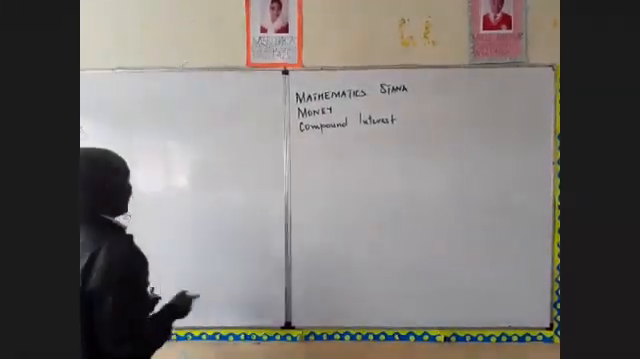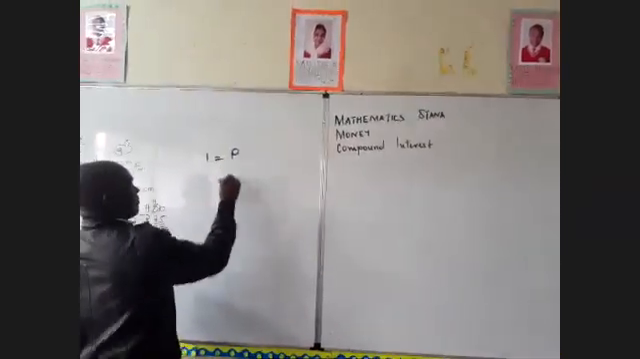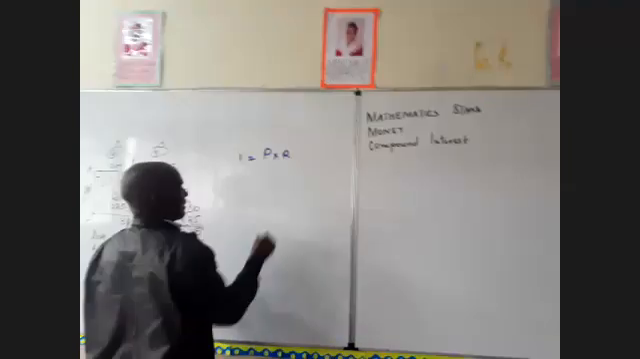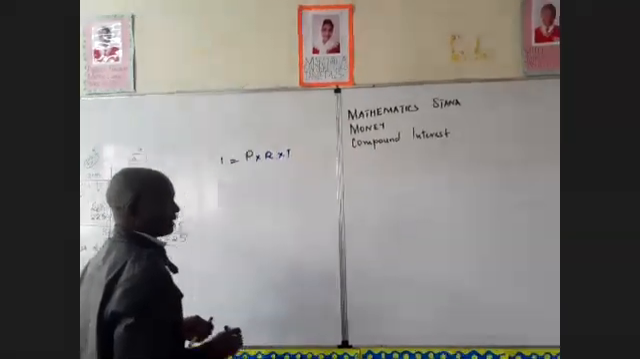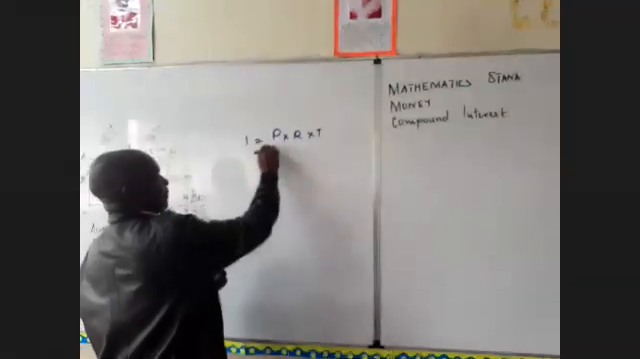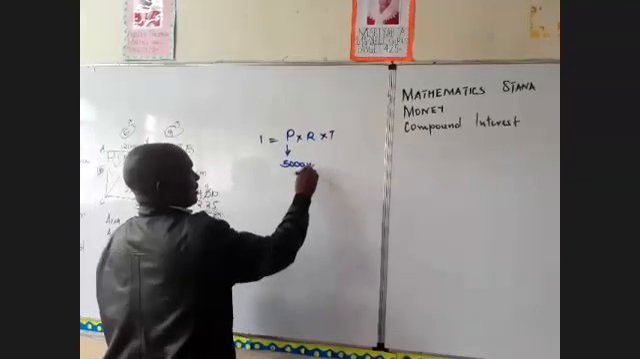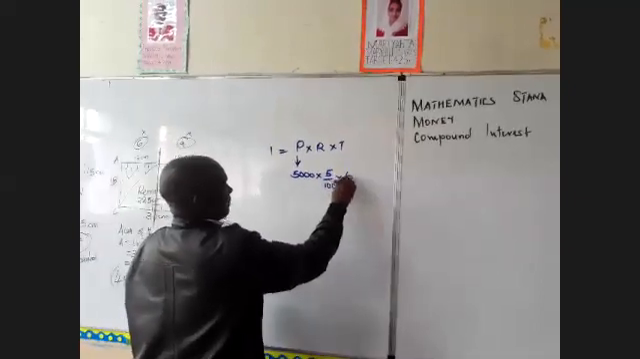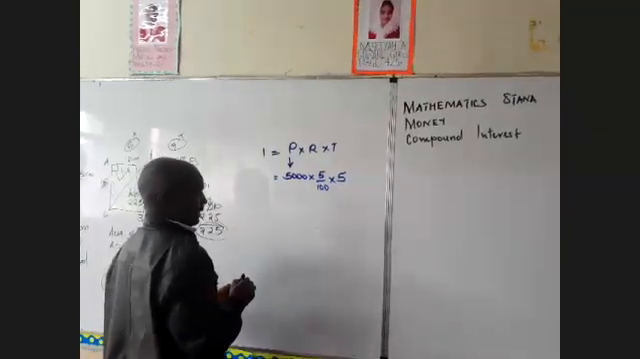And we said simple interest is equal to the principal, the money borrowed or lent, times the rate, which is a percentage, times time, which should always be in years. So I'll give an example. Let's say the principal is 5,000 shillings that somebody borrows, and is being charged 5 shillings in every 100 and stays with the money for 5 years. How much will be the interest?